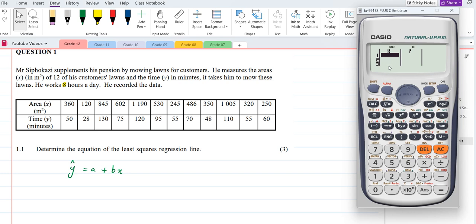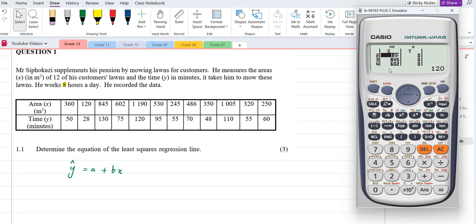We're going to enter all the x values, which is 360, 120, 845, 602, 1190, 530, 245, 486, 350, 1005, 320, and 250. So I've got 12 data values.